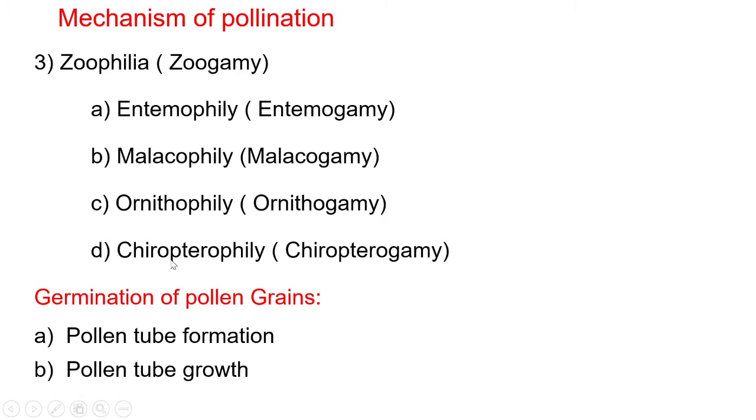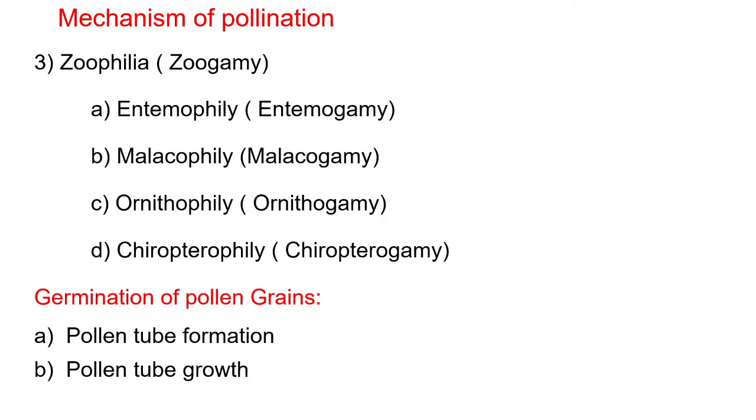Next type of zoophily is called chiropterophily or chiropterogamy. When pollination takes place with the help of bats, it is called chiropterophily. The flowers of Bauhinia megalandra and Euphoria falcata are visited by bats at night. The bats have a sharp snout and long extensible tongue for picking up a sticky mixture of nectar and pollen.